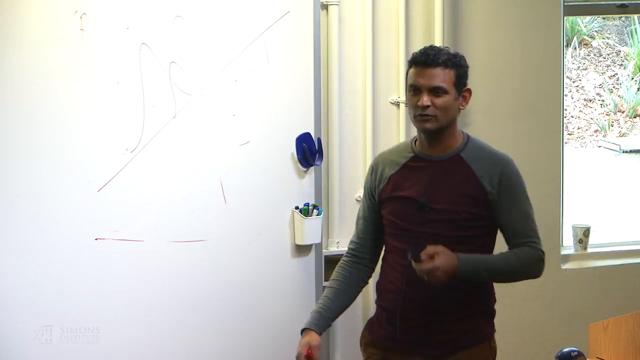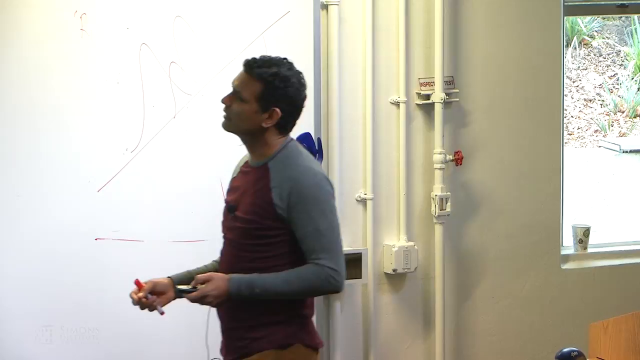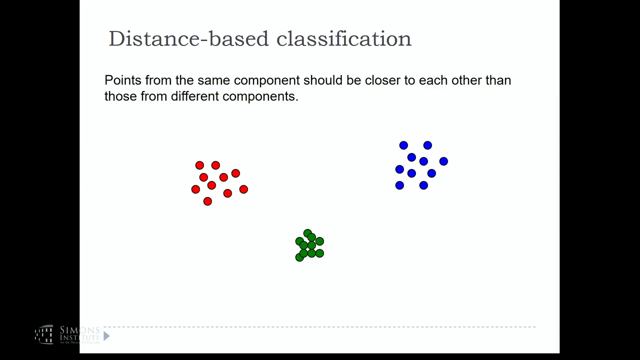But before we use PCA, let's try something more naive, just based on distances. Now you think that if you're in one Gaussian, points from one Gaussian should be closer to each other than points from another Gaussian, in principle. And then what you could do is pick a point, take all the points near it, that's one cluster, and then pick another point, all the points near it, it's another cluster. There's your clustering algorithm.